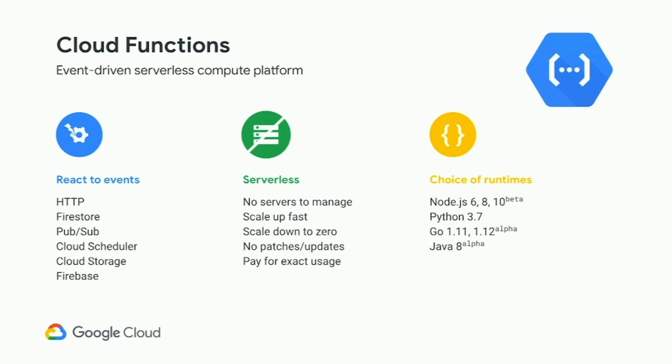So I mentioned Node, Python, there's also Go, and I am actually excited about Java because Java was my first programming language, and it's still kind of my default. This year, we are using Node 8, which is nice because we can use async await.